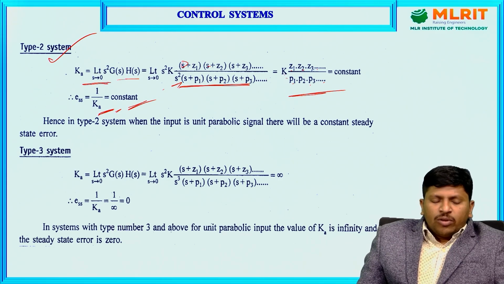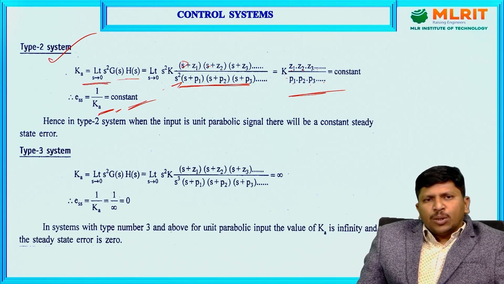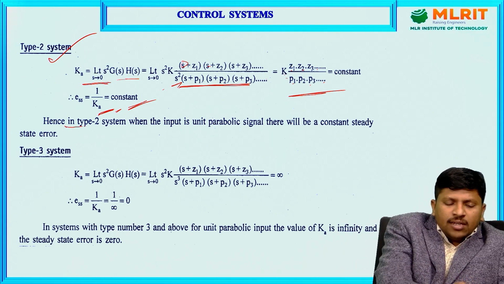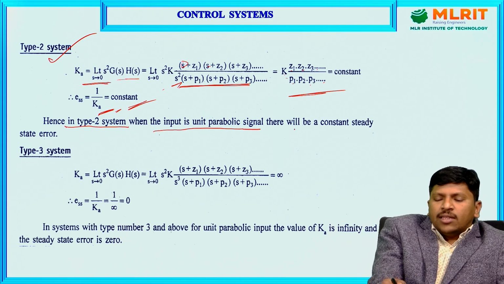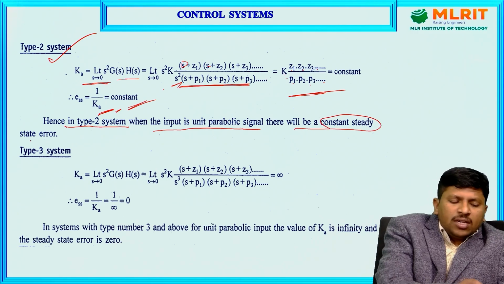From that we observe that for a type 2 system, when the input is a unit parabolic signal, a constant steady state error will occur. See here, for a type 2 system, when the input is a unit parabolic signal, there will be a constant steady state error.